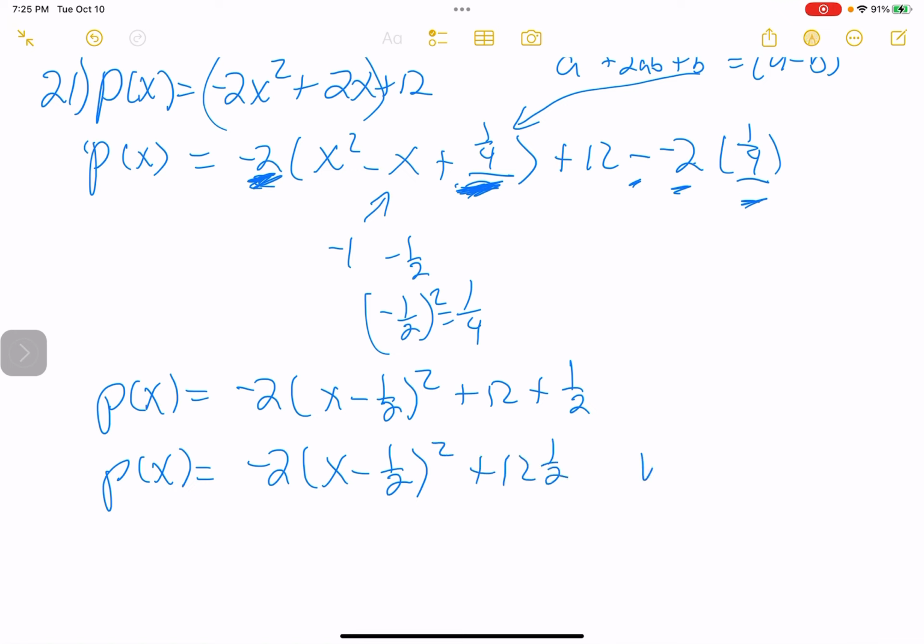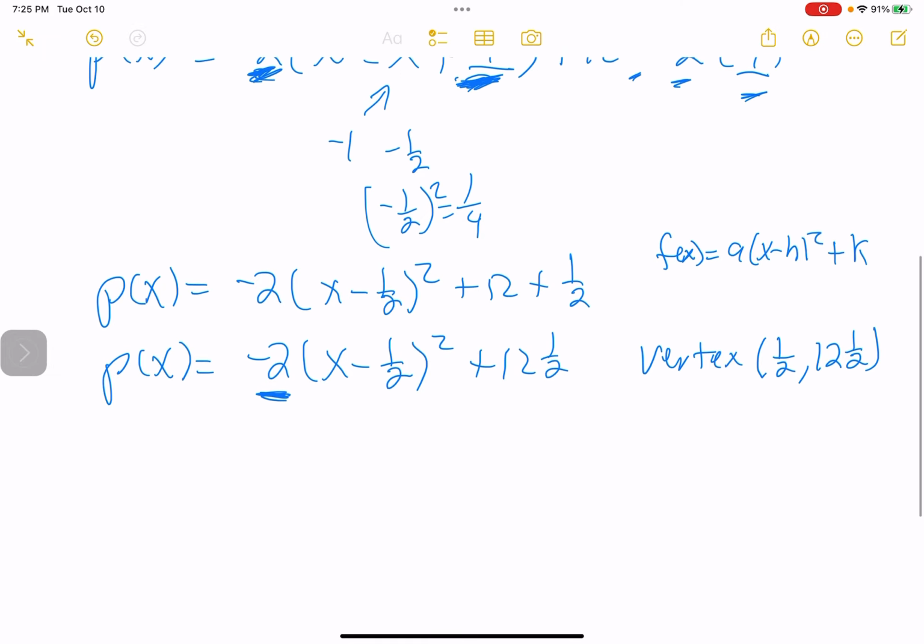So our vertex, if you recall, let's call it f of x to keep it simple, is a times x minus h squared plus k. I shouldn't say the standard form. That is the vertex form. So our vertex is at (h, k), and h is 1/2. It's supposed to be a minus something there. And then the k is 12.5. Because our leading coefficient is negative, it's going to open down.